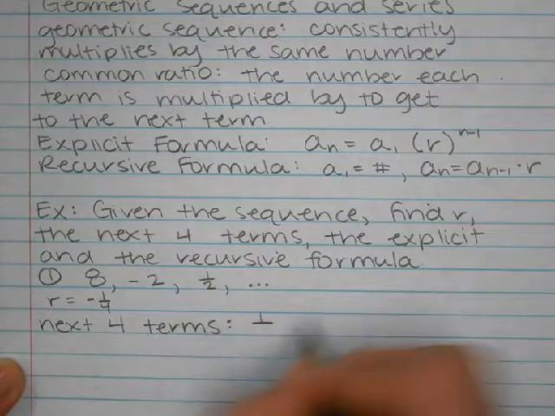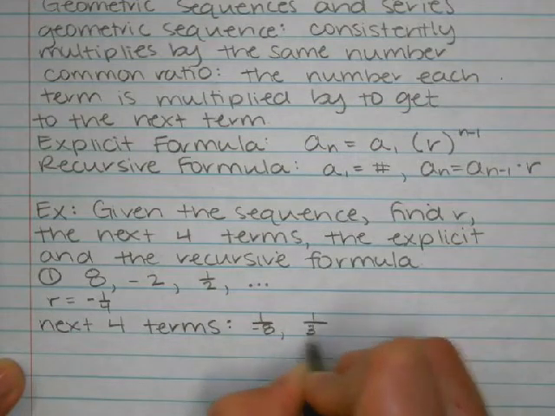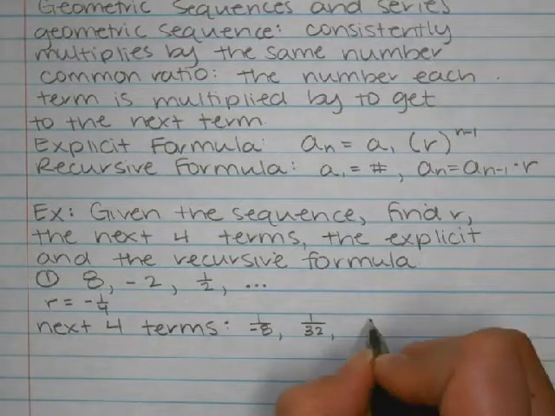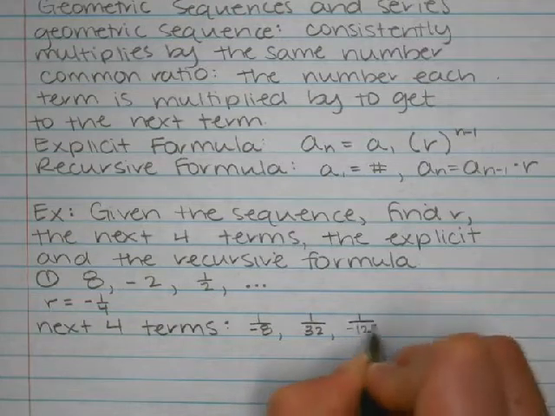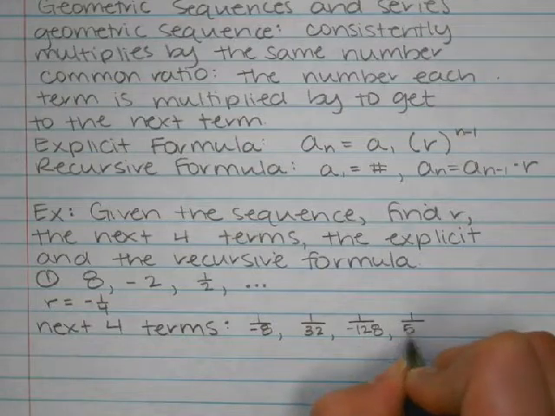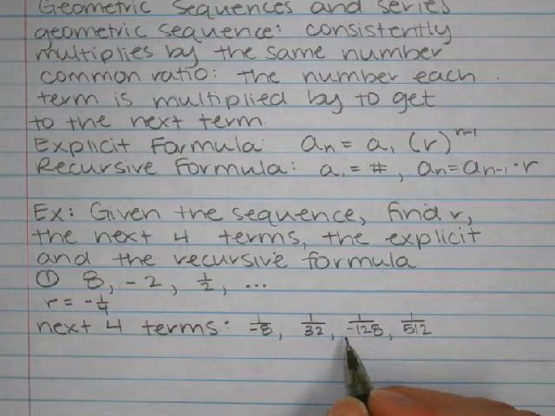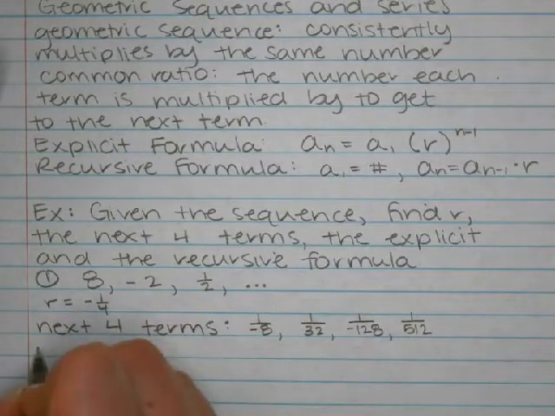2 times -4 is -8. -8 times -4 is 32. 32 times -4 is -128. And -128 times -4 is 512. And you don't have to put the negative with the denominator. You could put it on the top, or you could put it on the front. It doesn't matter.